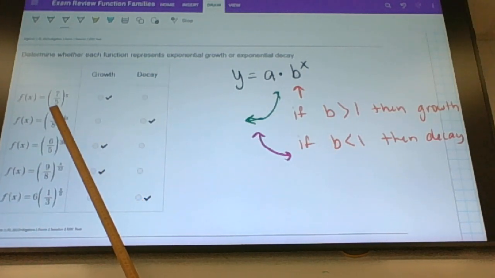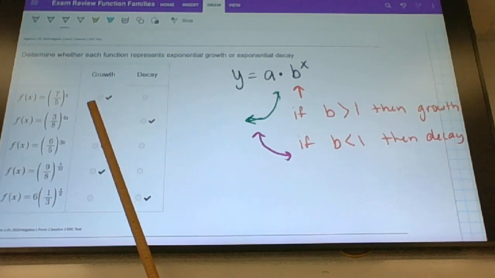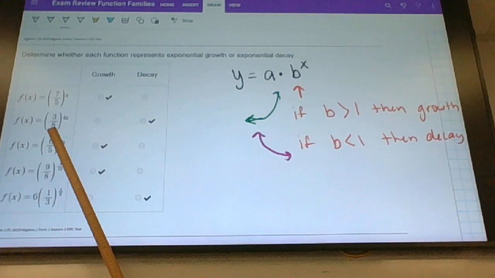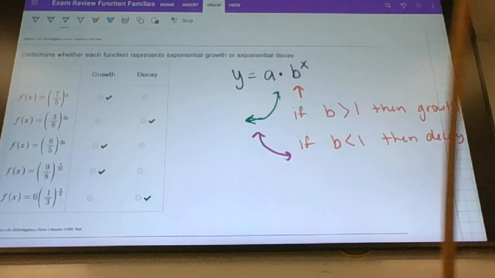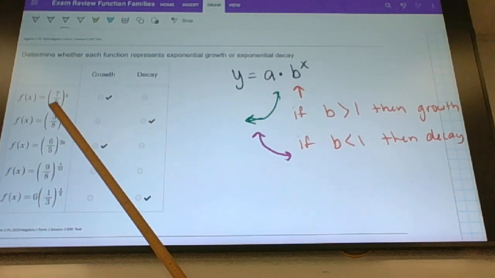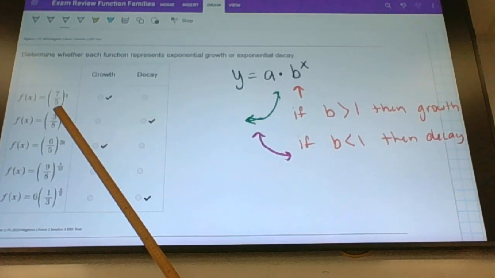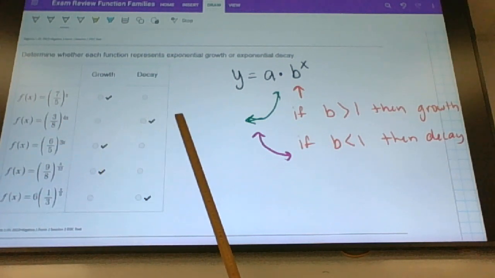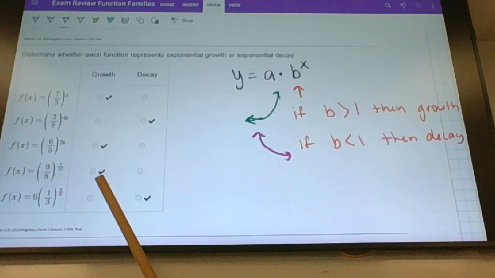7 over 5 is higher than 1. So that's growth. That's going to go up. 3 over 8 is less than 1. That's decay. It'll slide down. You could divide it in a calculator if you weren't totally confident, but you know how to make a mixed number. This would be 1 and 2/5. This is more than 1, growth. Less than 1, decay. More than 1, growth. More than 1, growth. Less than 1, decay.